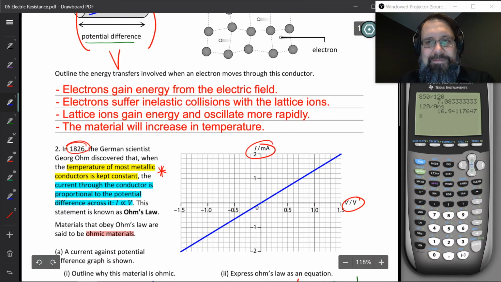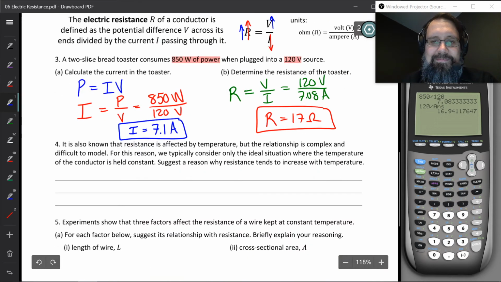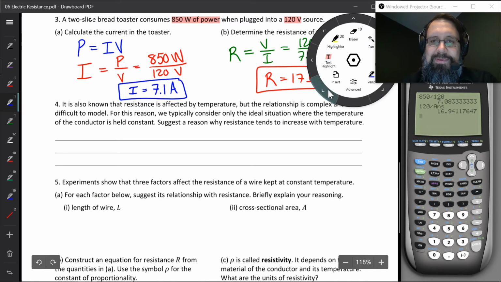Yes. So let's write that down. Insert text.